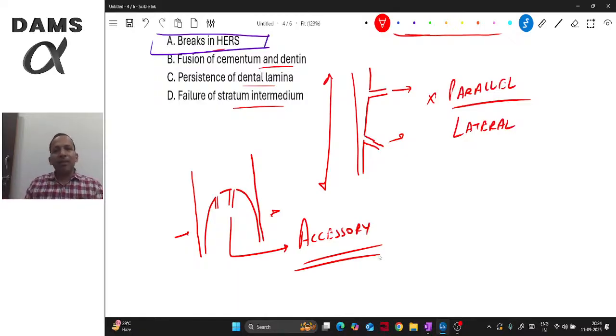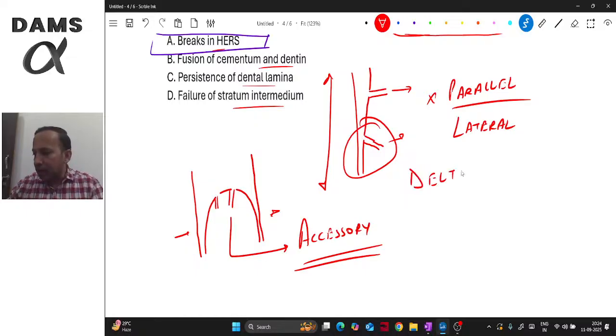So accessory canals follow the same direction as your main pulp canal, and the lateral canals are those that originate at an angle, right? Usually they are seen at the apical third. So you would have heard of the term apical delta.